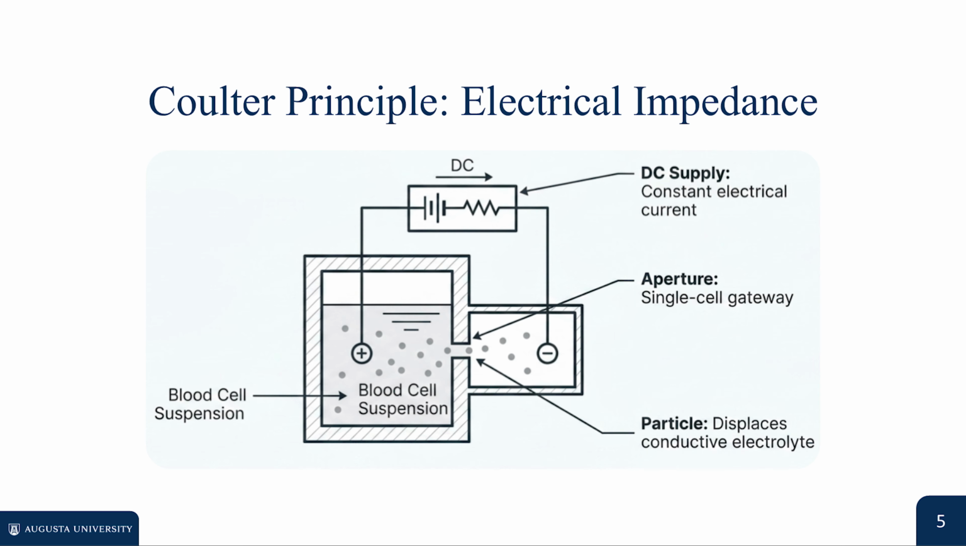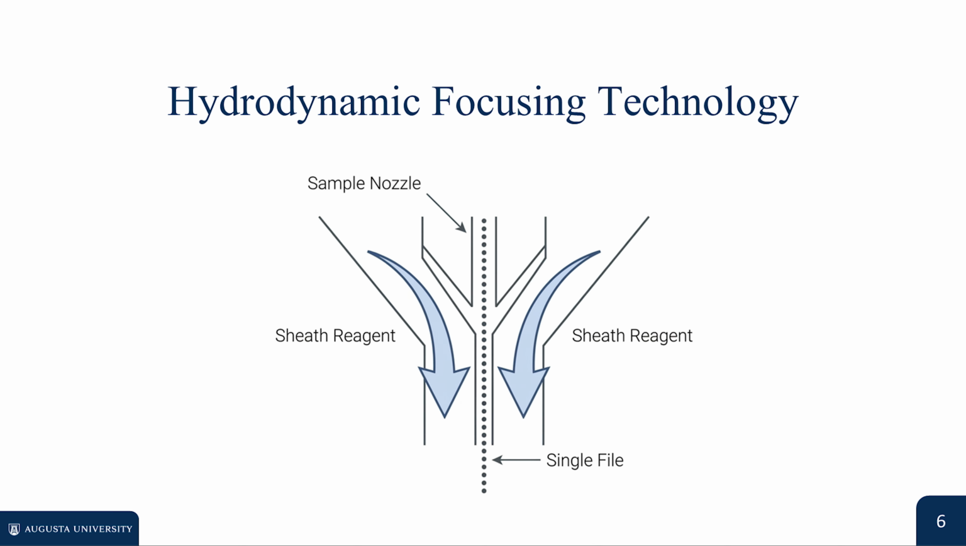Because blood cells are poor electrical conductors, each cell that passes through the aperture displaces an equivalent volume of conductive electrolyte, creating a momentary spike in electrical resistance, where the pulse height, or amplitude, is directly proportional to cell volume, and the frequency of pulses per unit time indicates cell concentration.